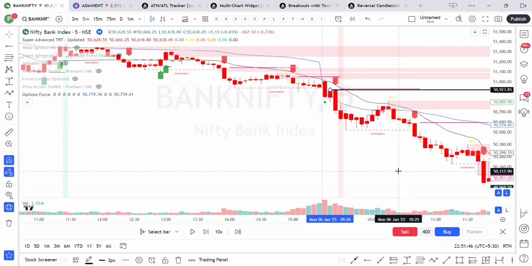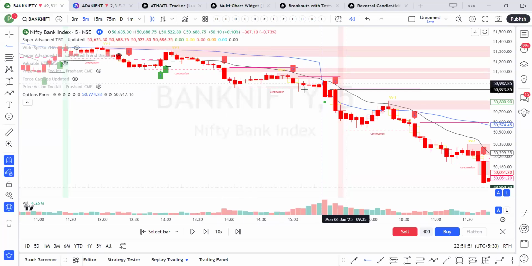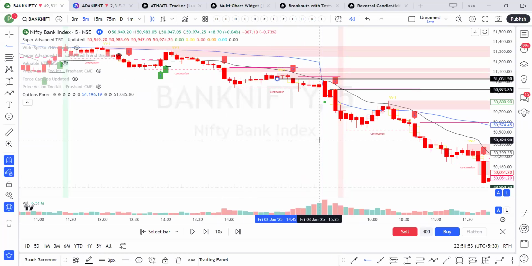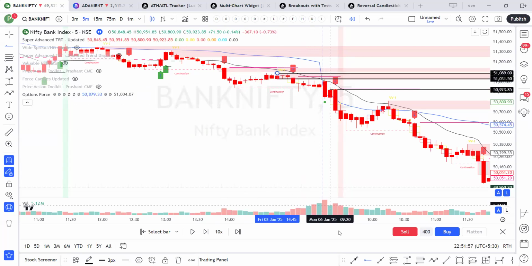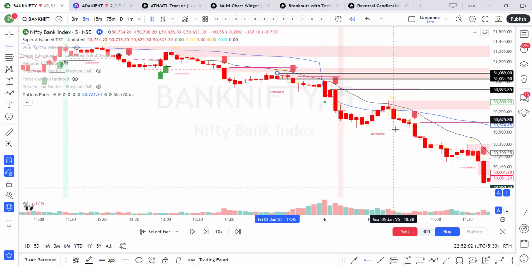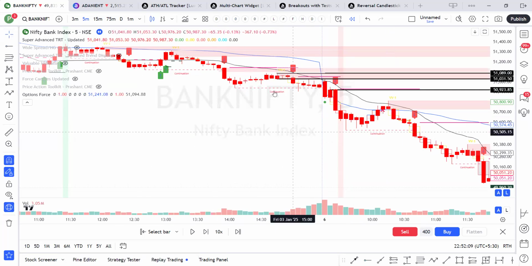For selling, now what is your area of selling? Suppose this is your area of selling where you want to sell, 51,031. Where is your stop loss? It is around 51,090, so 51,090 means 51,100. That can be your call selling area. Now we have to check the premiums. How much is the premium in that? Suppose here the premium is 800 points.